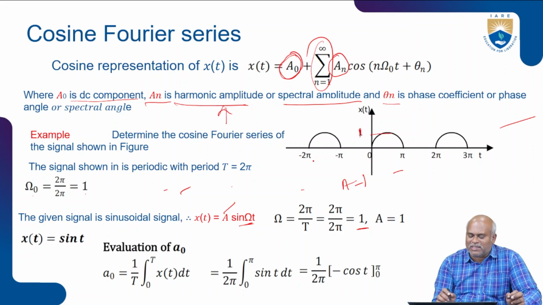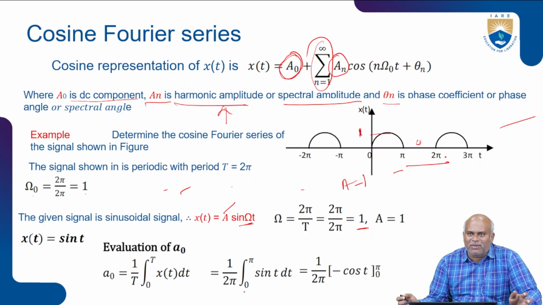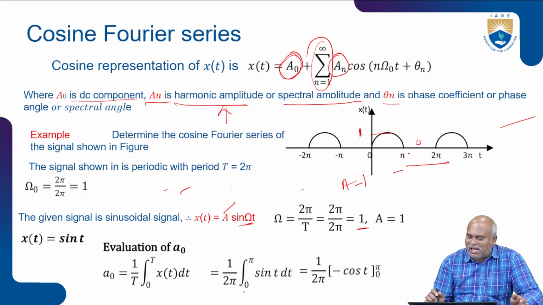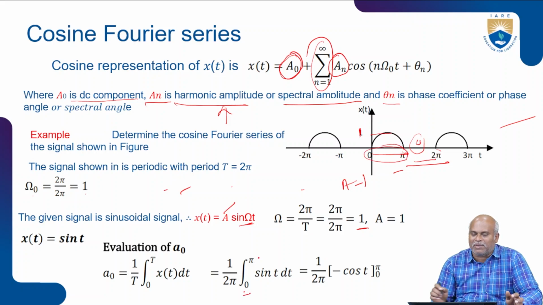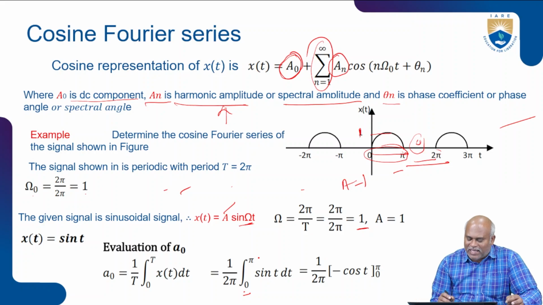For a0, 1 by T is represented as 2 pi, so I write 1 by 2 pi integration of 0 to pi. Here I am not taking up to 2 pi because the amplitude value from pi to 2 pi is 0. If we take the integration of the other half cycle, the amplitude is 0, so it will be represented as 0. We need to find this duration only, so I write the limit as 0 to pi of sin t dt.